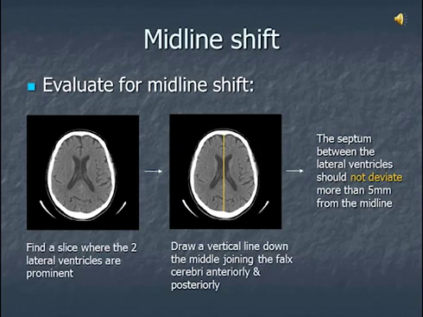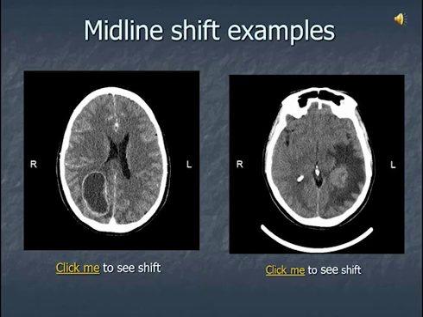When examining the midline, one should always evaluate for midline shift. Drawing a vertical line down the center should show relative symmetry between the two hemispheres. The septum between the lateral ventricles should not deviate more than 5 mm from the midline. Here are two examples of midline shift. On the left image, an abscess causes shift to the left, while on the right image, a tumor is causing shift towards the right.